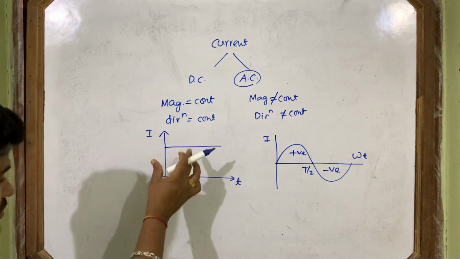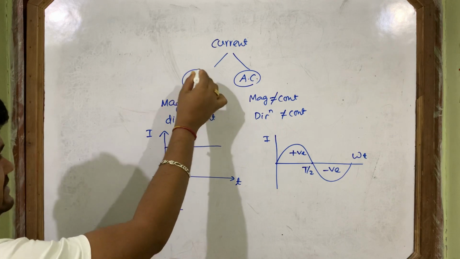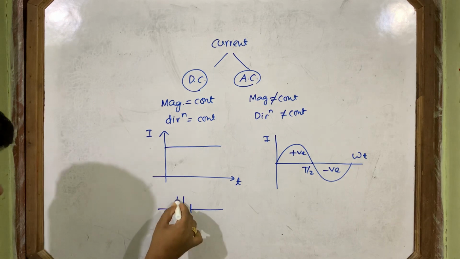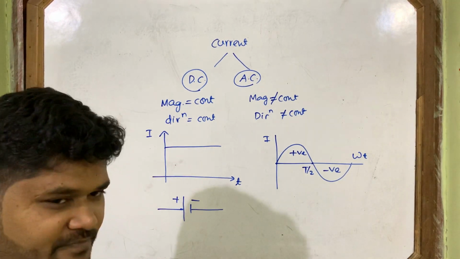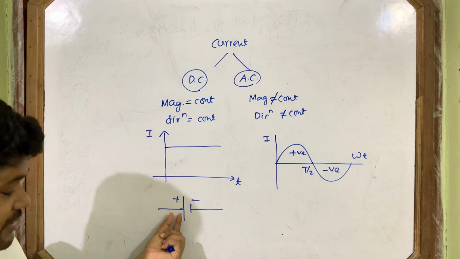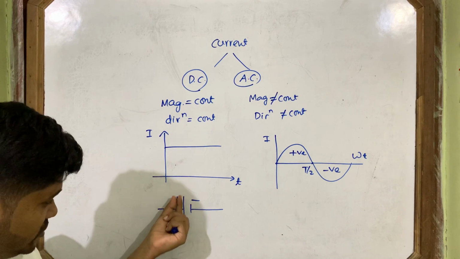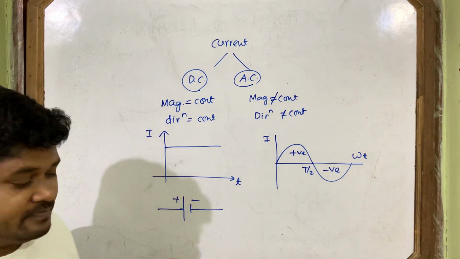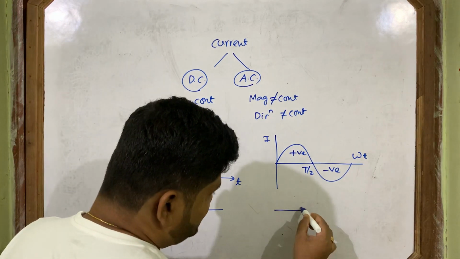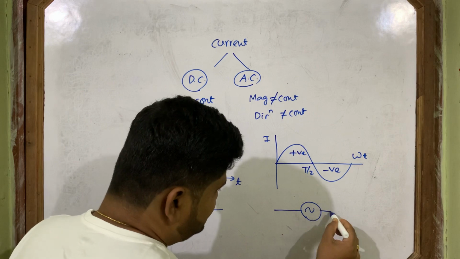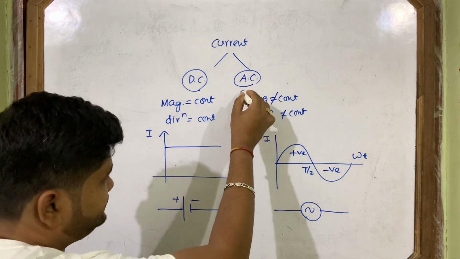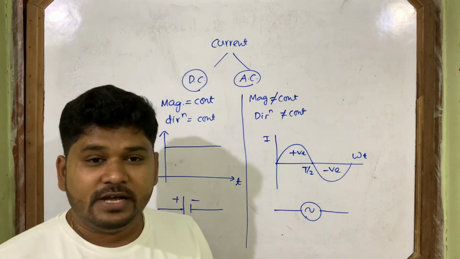So what happens when we present the DC source? The symbol of a DC source is like this. This side is positive, this side is negative. This is the symbol for a DC source. Here you can tell that this long bar is always positive and the short bar is always negative. But the symbol of an AC source, we draw like this. This is just the symbol of the graph. This is the symbol of an AC source.